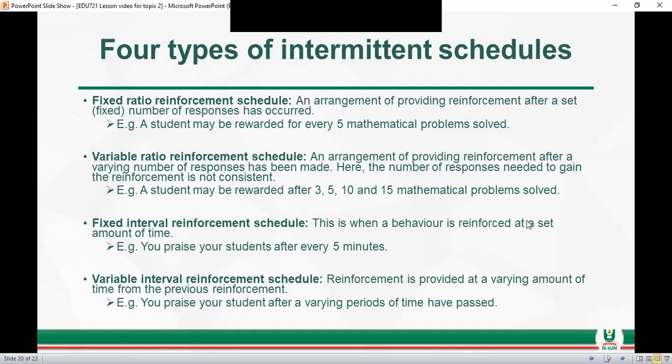For variable interval reinforcement schedule, reinforcement is provided at a varying amount of time from the previous reinforcement. You praise your student after varying periods of time have passed, maybe 3 minutes, or 10 minutes, or 15 minutes.